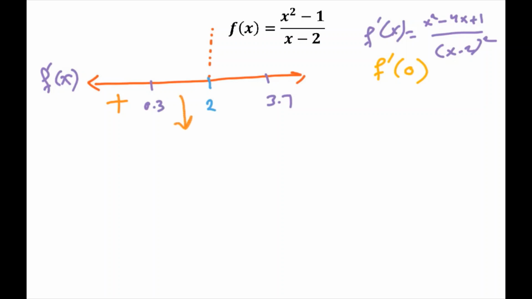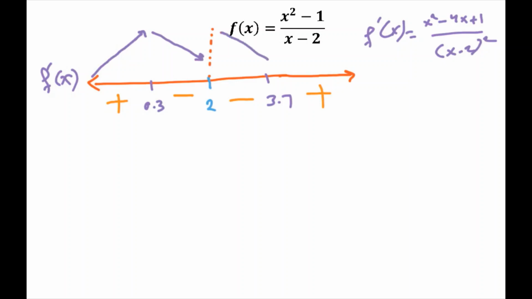And if you take any point between 0.3 and 2, you can take 1, for example, you are going to get a negative sign. And if you take anything between 2 and 3.7, like let's say 3, you can find f prime of 3. You'll get negative. We care about that sign only. Finally, after 3.7, you can take, let's say, 4, 10, 100, you'll get positive. So the function was increasing here and then decreases. And there's a vertical asymptote, so we're not going to touch that. Decreasing and then increasing again.